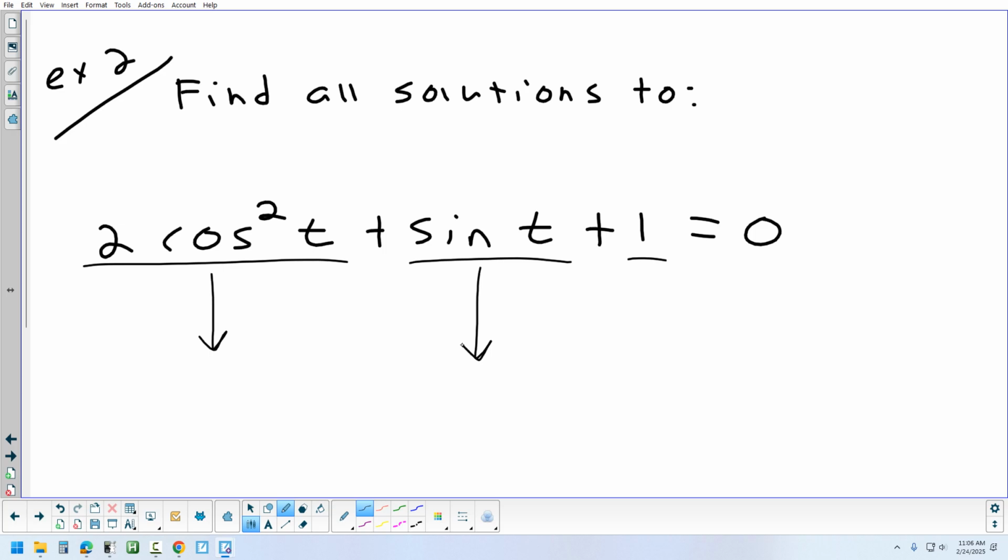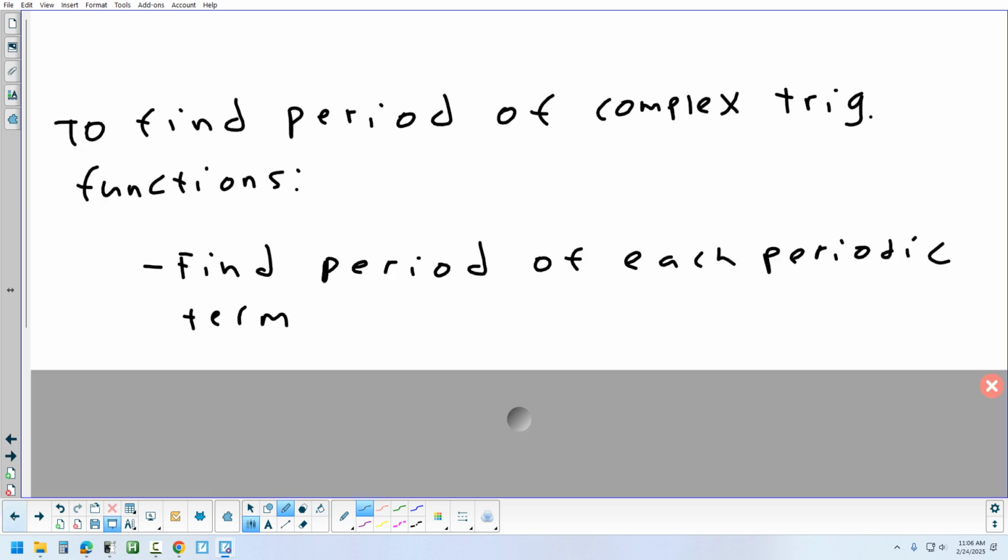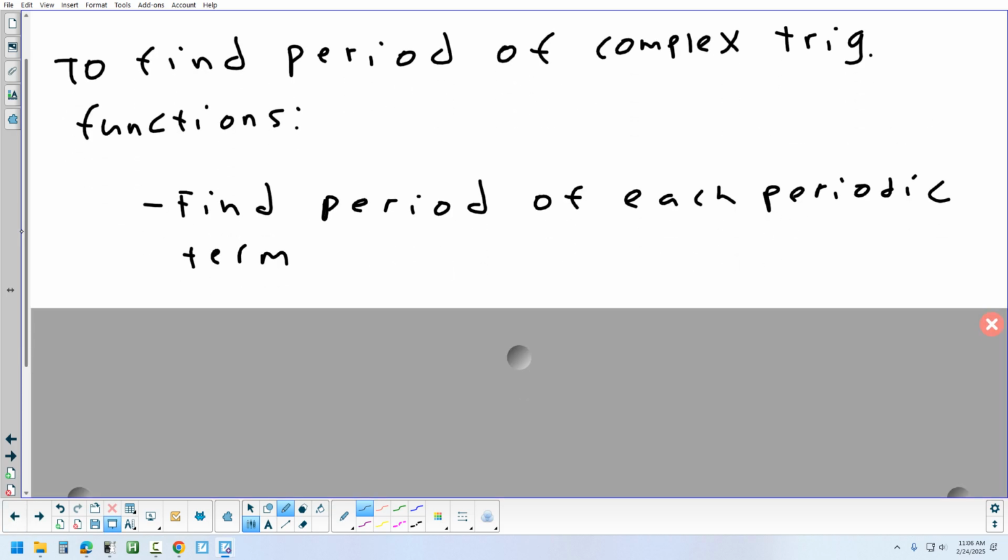One of those you should already know how to find the period of. The other one, maybe not, because it's raised to a power. Okay, but I'm going to show you how you do that. It's still going to use the same 2 formulas, pi over b and 2 pi over b. So those 2 formulas that I gave you, you can actually use them for more than I even told you you could. And I'm going to show you an example of where you can use those in other situations. Okay, so find the period of each periodic term.